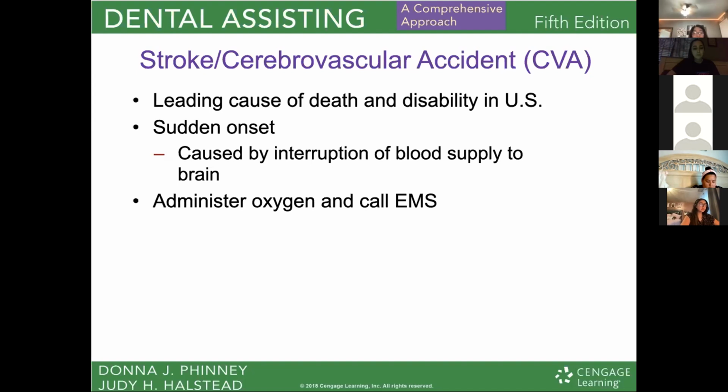So you want to look for droopiness on one side of the face. Okay, that's a telltale sign of a CVA. Loss of consciousness is another one. So treatment in a stroke center or the emergency room is necessary. So you want to definitely administer oxygen and call the EMS or 911 as soon as possible.